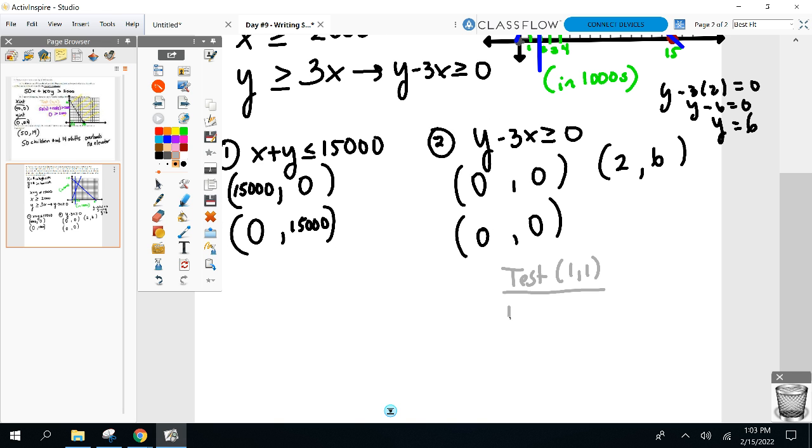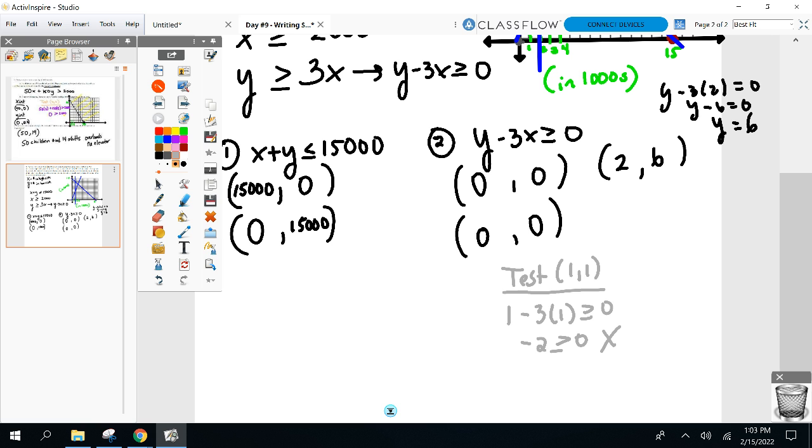So let's see. 1 minus 3 times 1 greater than or equal to 0. What do I get there? Negative 2. What do you think? Negative 2 greater than or equal to 0? No, not true.